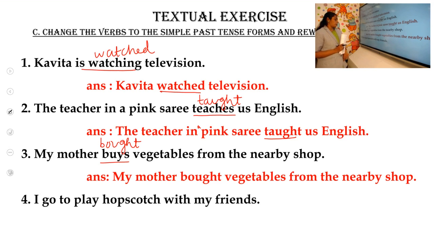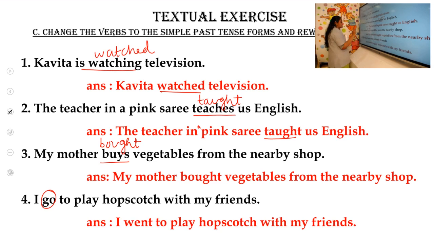Fourth one, I go to play hopscotch with my friends. Here the verb is go. We have to change the present tense verb into past tense. So what is the past tense of go? You know, it is went. Very good. So, I went to play hopscotch with my friends.